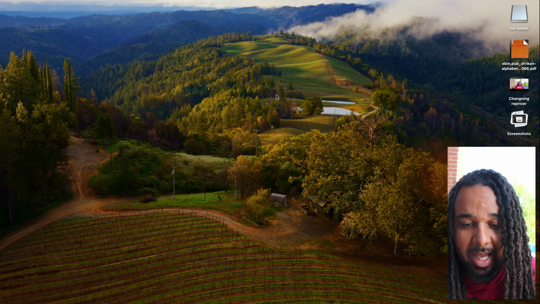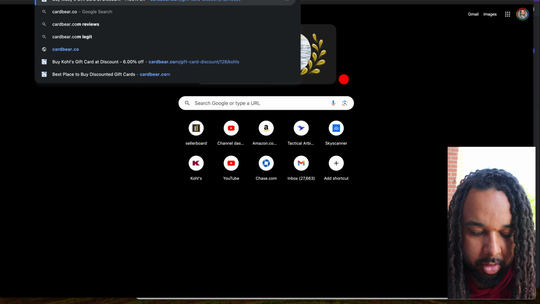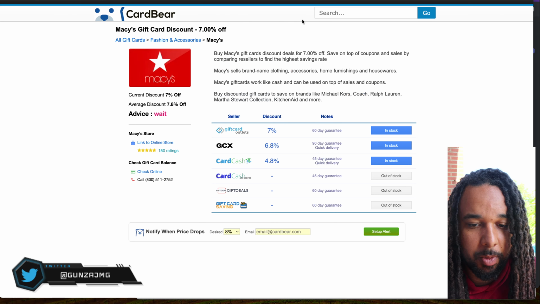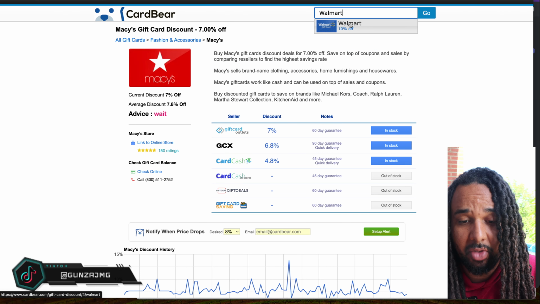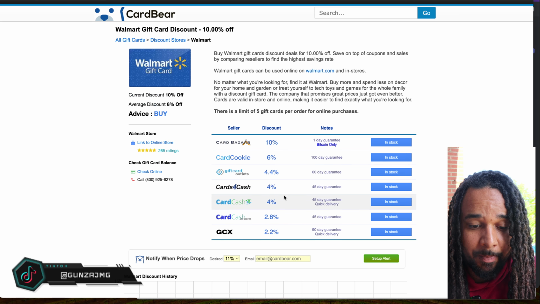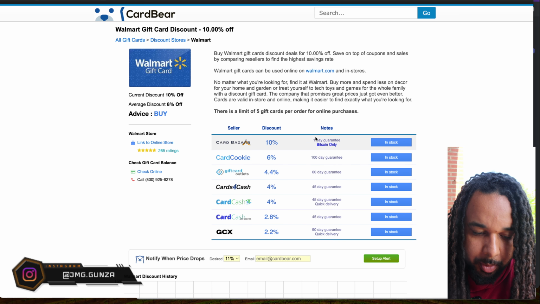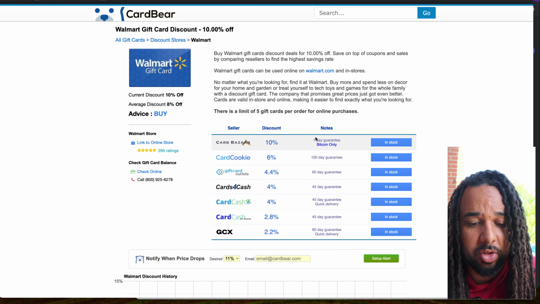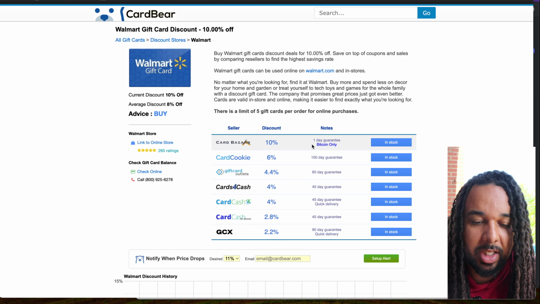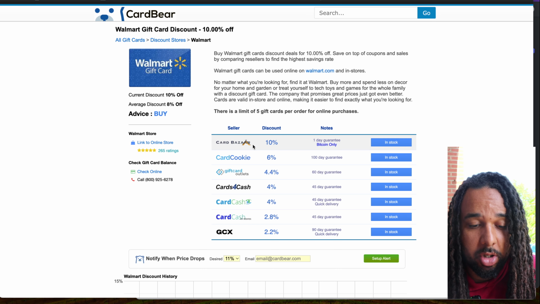But what you can do instead is go on a website like Cardbear.com or Gift Card Wiki, and look for places where there's a discounted gift card for Walmart. You can see that you can get one on Card Bazaar. I've never used Card Bazaar, and I don't use Cardbear. Most of the time we check Gift Card Wiki, but you get the idea. So you can get a 10% discounted gift card for Walmart on Card Bazaar.